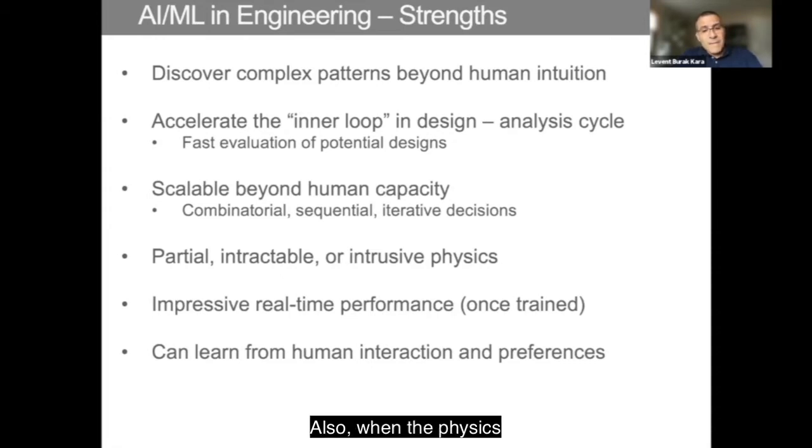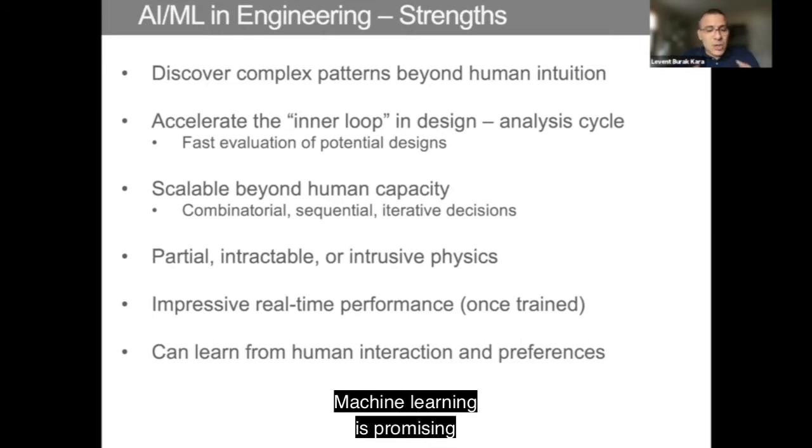Also, when the physics of the problem that we're investigating is only partially observable or intractable or intrusive, machine learning is promising new ways of doing this physics without having to do the full-fledged, full observation of a model, for instance. So there are very interesting developments such as PINNs and other developments in the biomedical field that allow ML to make significant strides towards real results.